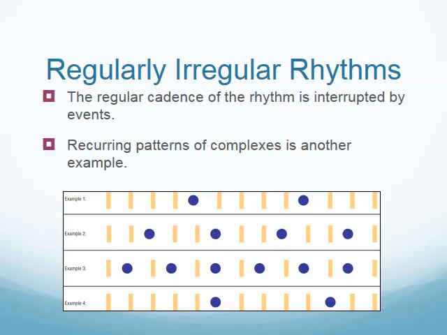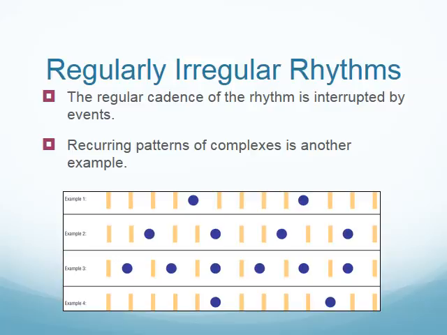All right, so then we can have our regularly irregular rhythms. The regular cadence of the rhythm is interrupted by something. The pattern is recurring. If we look at our first example here, considering these are all QRS complexes on an EKG, we have 4 beats, and then we have a drop beat. We have 4 beats, and then a drop beat, and that continues.